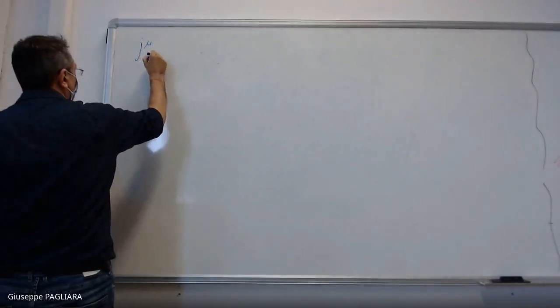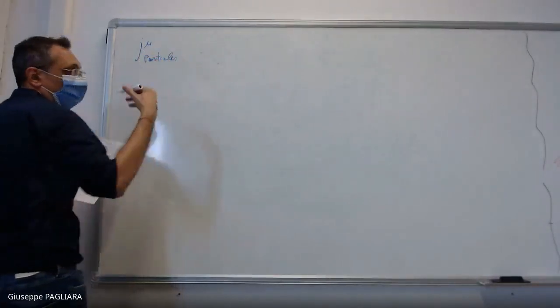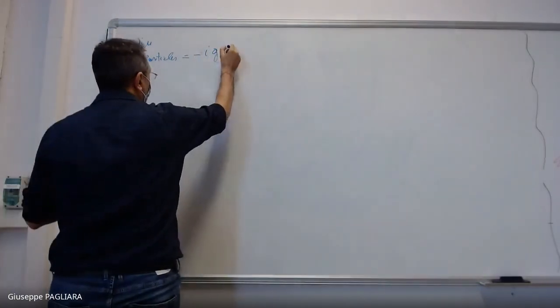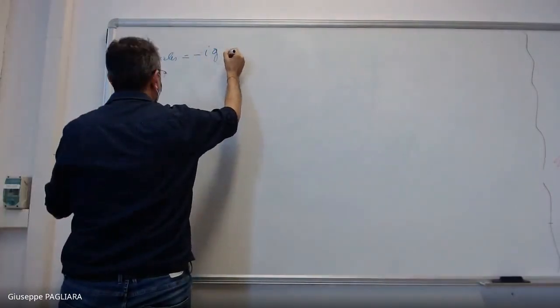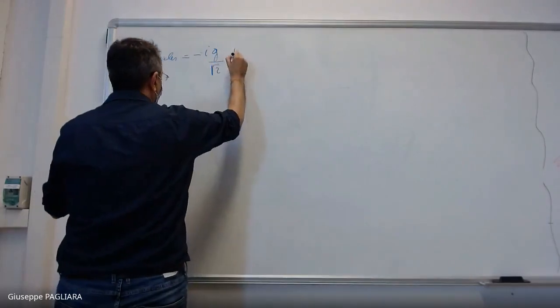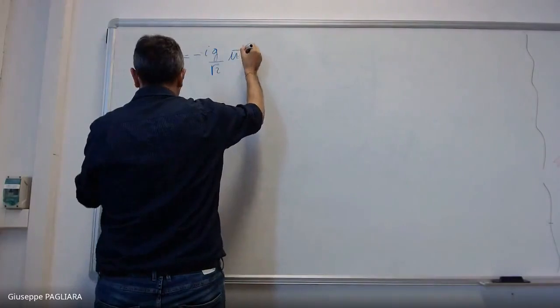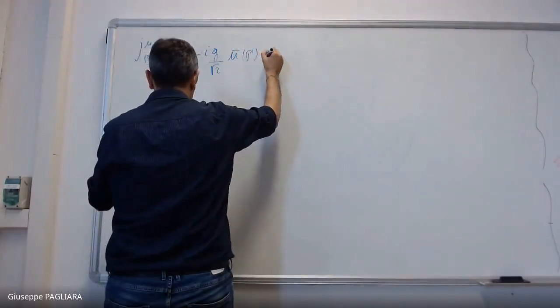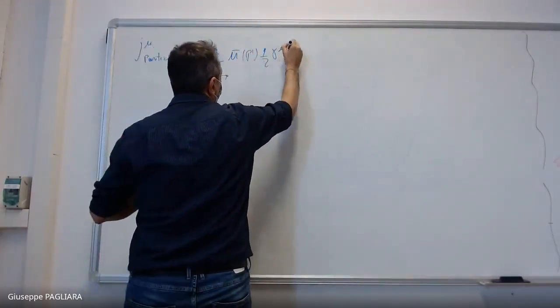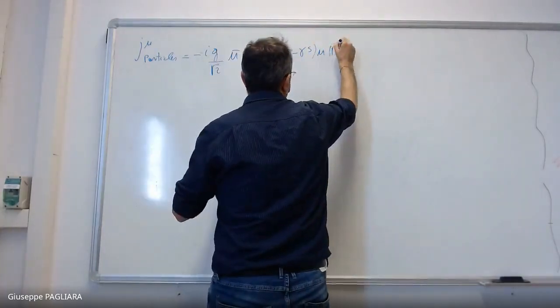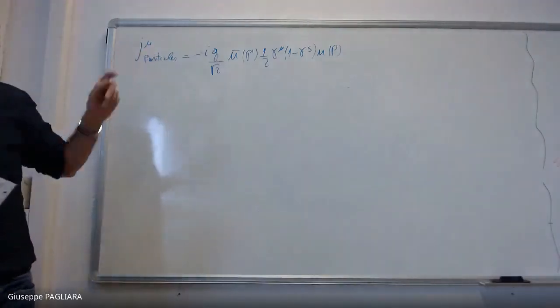Let's take this for particles. We will do next for the antiparticles. So this is what we derived: minus iG/√2, then we have 1/2, the V minus A structure, ū(p') γ^μ (1 − γ5) u(p). So this is the one we derived before.